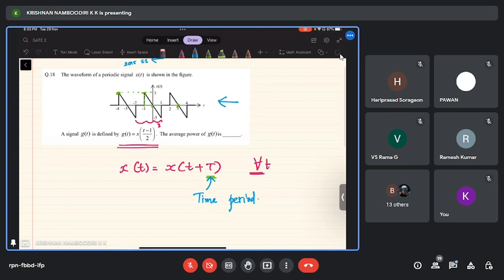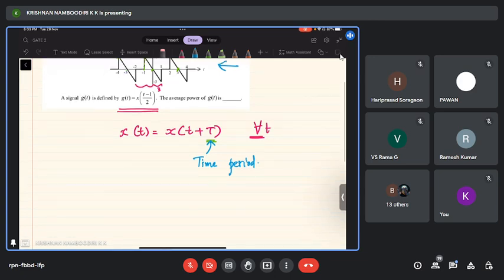Okay. Now, what is the average power of a periodic signal? This average power is usually defined for periodic signals, and it is defined as follows: P average equals 1 over capital T, 1 over the time period, integral over 1 time period. You can take any time period. Magnitude of x of t whole square dt.